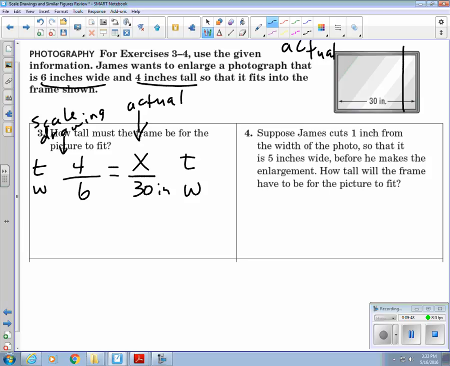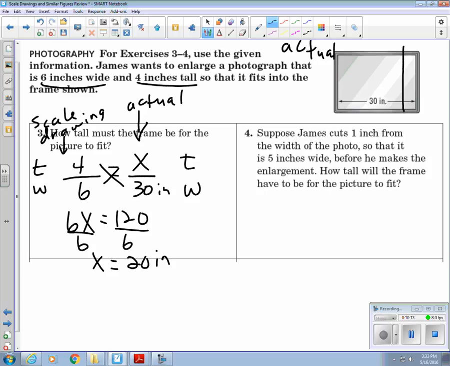All right, make sure the correct numbers are in the correct positions based on which measurement it is. Then I can just go ahead and do my cross multiplication and get 6 times x is equal to 4 times 30 is 120. Divide both sides by 6, and I'm going to get x is equal to 20. And what was my unit? My unit was 20 inches because the actual is measured in inches.